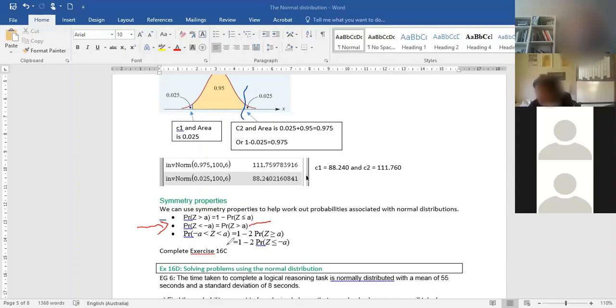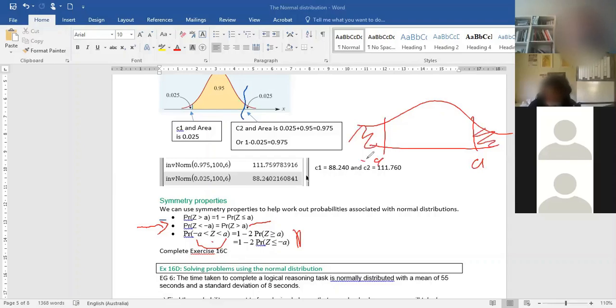And if Z is between 2 values, one being negative A and the other one being positive A, because they're mirror images, we can work out 2 rules: 1 minus 2 times the probability of Z being greater than A, because this is what we're going to have. That part there, and that part there, there's your negative A. So we can do 1 minus 2 times that area there, because these two areas are exactly the same. That's why we can do times 2.